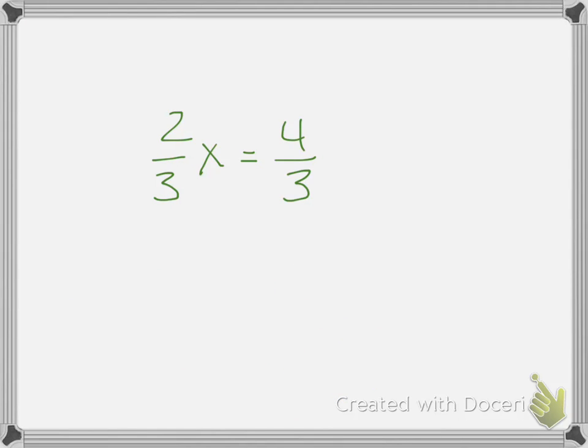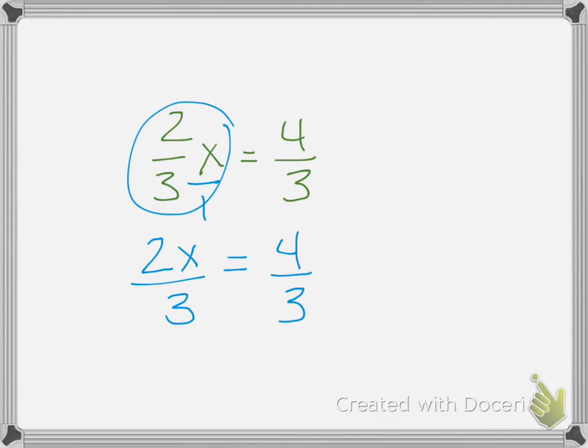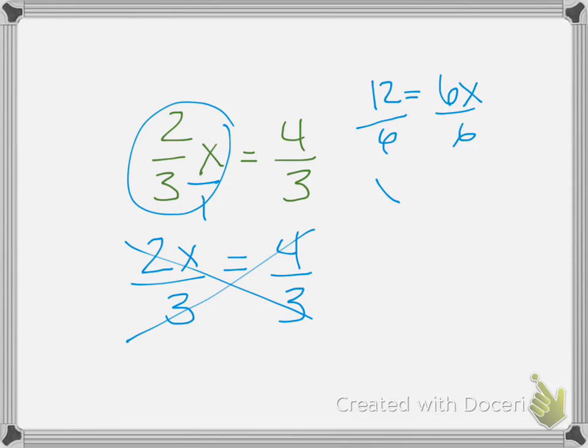Okay, we have that equal sign, so we can cross multiply. To make this easier, I'm going to make it 2x over 3, because that x technically still has that 1 on the bottom, which means the x is on top. So if I cross multiply now, I could do 4 times 3, which gets me 12, and 3 times 2x, which gets me 6x. Now I divide by 6, so x would be 2.